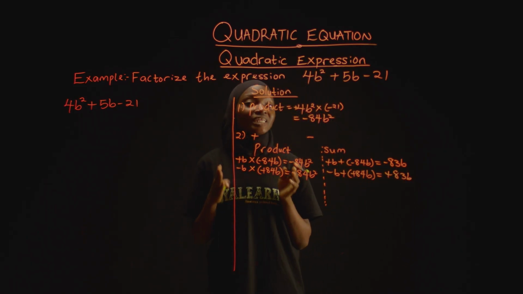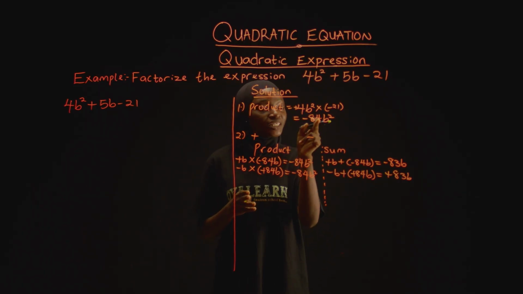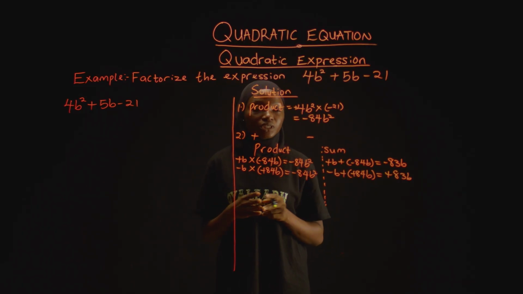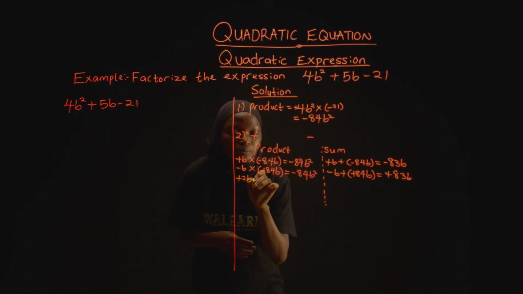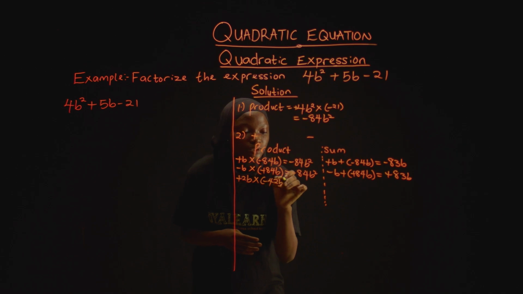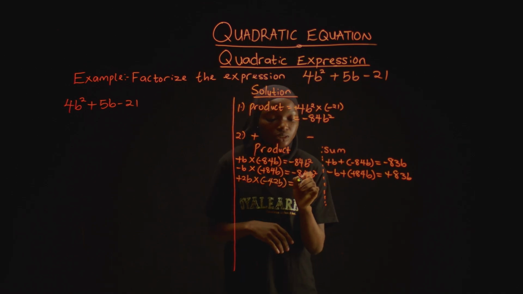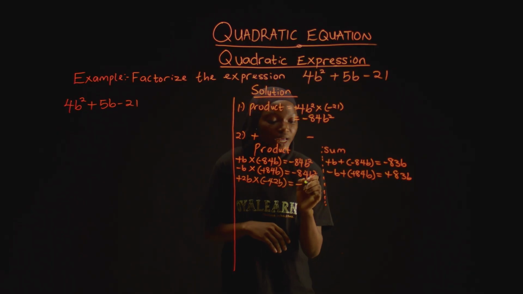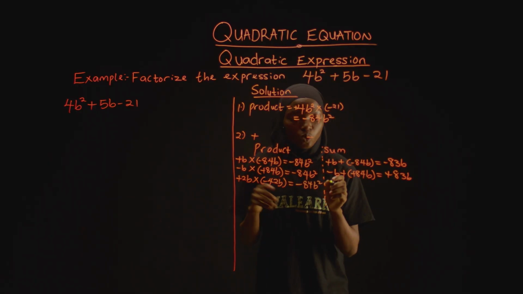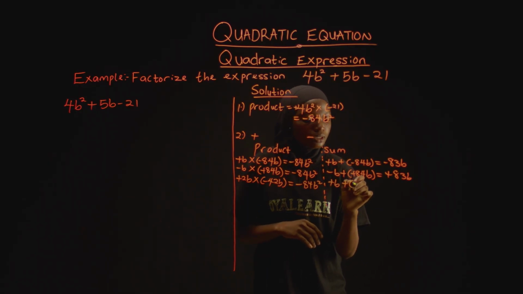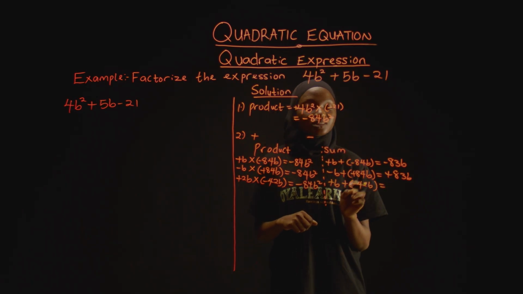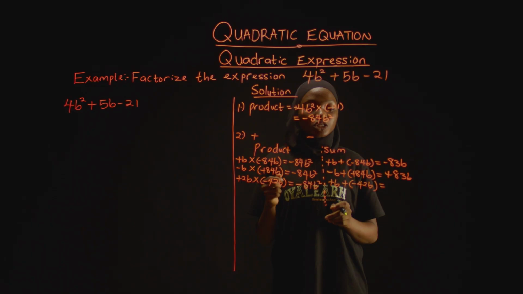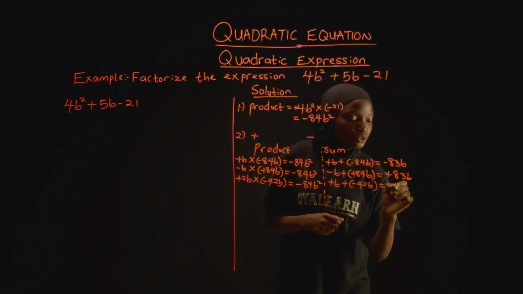So here we look for the next numbers we can have that can give us 84. What two numbers can we multiply together to give us 84 again? We can have 2 and 42. So we take plus 2b multiplied by minus 42b. Same thing here. Plus times minus, minus. 42 times 2, we have 84. b times b, we have b squared. Now let's look at the sum. We have plus 2b plus minus 42b. And here we'll be having plus 2b, plus times minus, minus 42b. Plus 2b minus 42b will give us minus 40b.